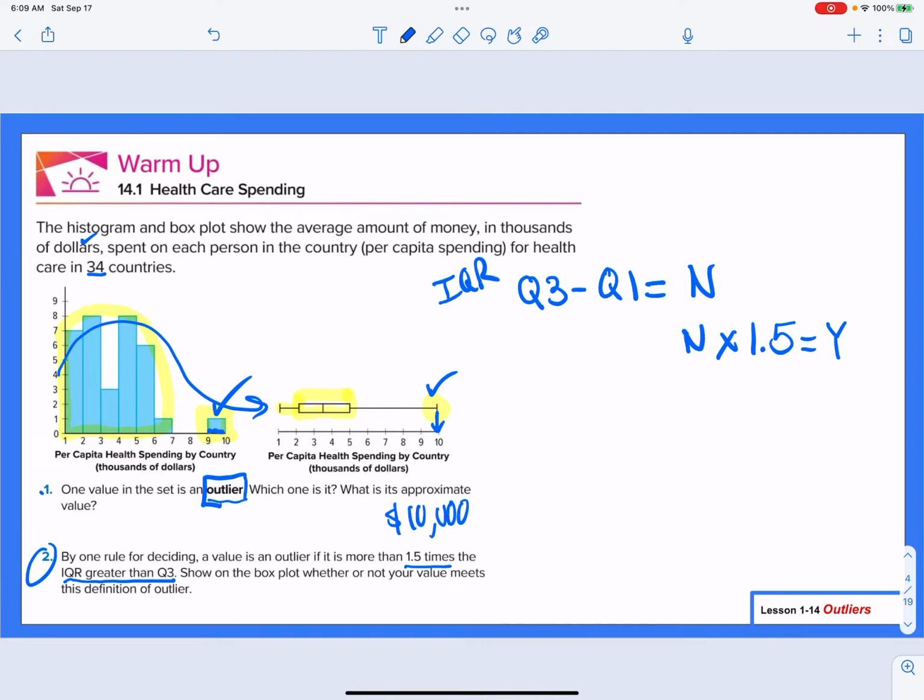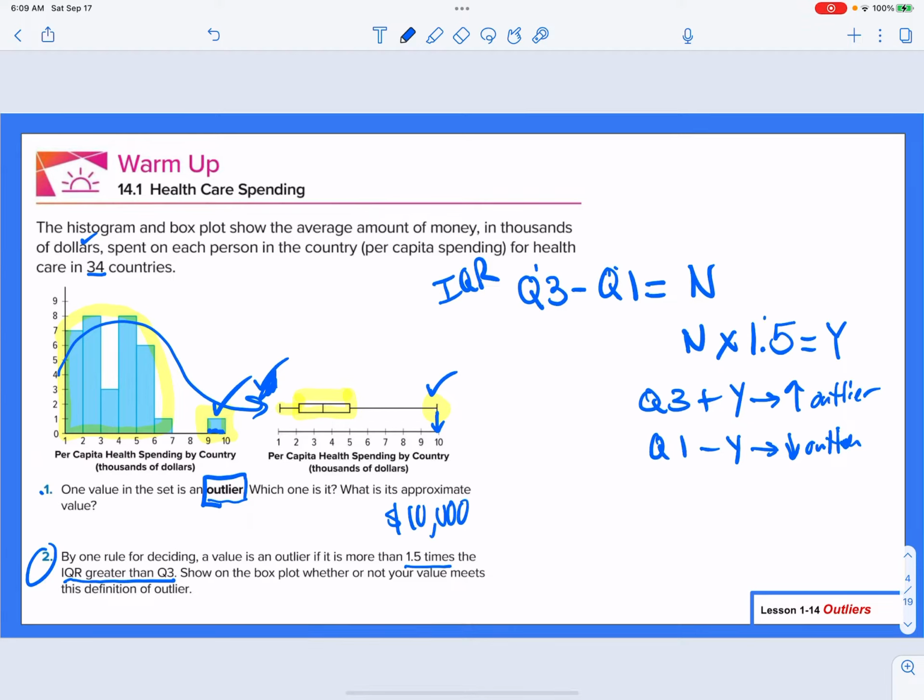If I add y to Q3, whatever that number is going to be, anything greater than that is going to be an outlier. In the same way, if I subtract y from Q1 and a value is less than that, that would be an outlier. So we can have an outlier over here as well, on the small side. In this case, we don't. So that's one rule of figuring out if it's going to be an outlier. You take Q3 minus Q1, multiply that value by 1.5, and then add that value to Q3 to see.